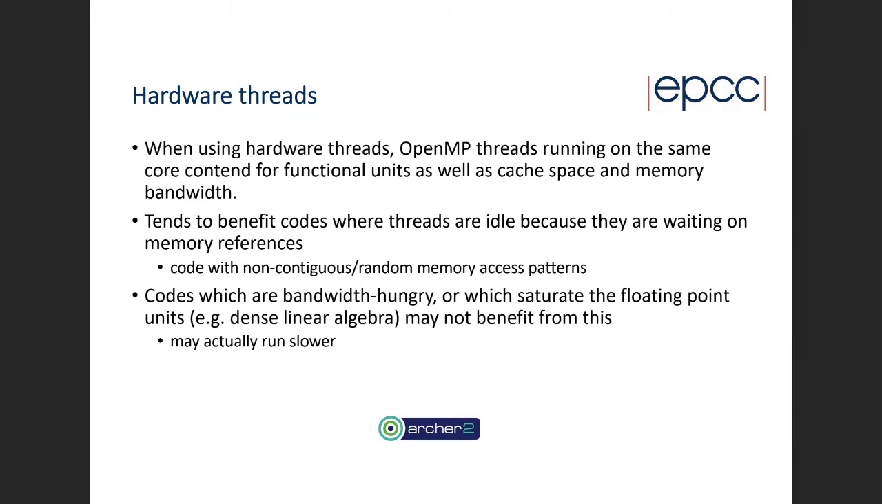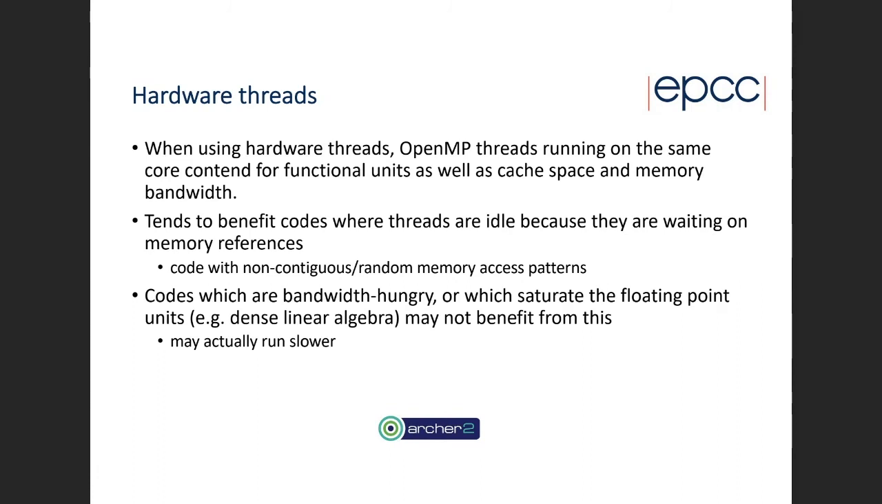I said something about hardware threads yesterday. It's also possible that threads running on the same core using hardware thread support will contend for functional units as well as cache space and memory bandwidth. Hardware threads tend to benefit codes where threads are idle because they're waiting on memory references, and that's typically codes with non-contiguous, or I'd say random, poorly structured memory access patterns.